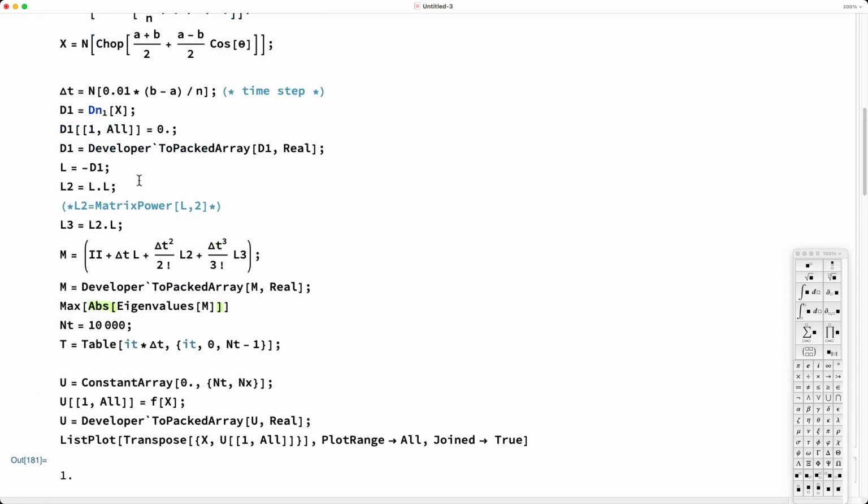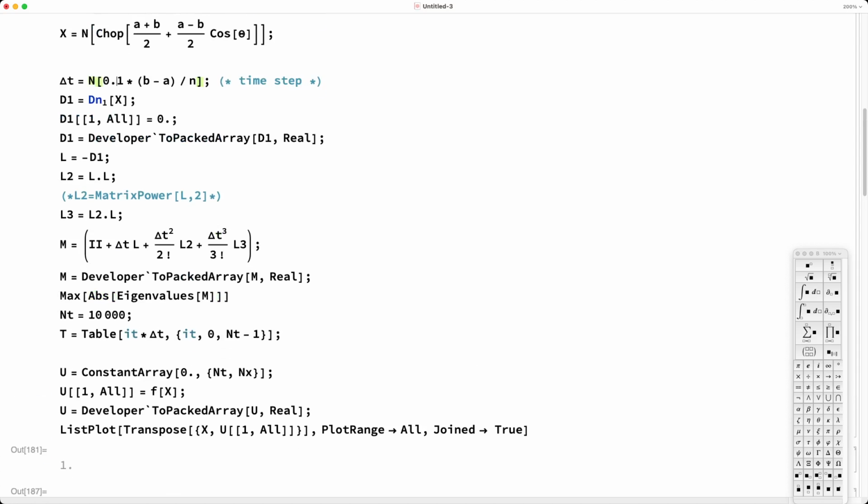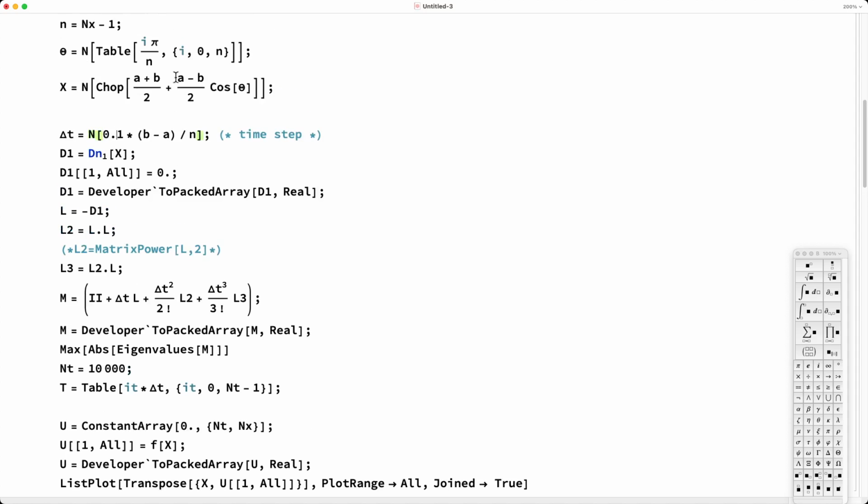So let's see what happens if we increase the time step here. Let's try and increase it to 0.1 times the spatial grid spacing. And this is not really the spatial grid spacing, because that's not constant, but it is the average grid spacing. Again, the grid is not equidistant. If it was equidistant, this would be the grid spacing. So instead, you can view this as the average grid spacing.